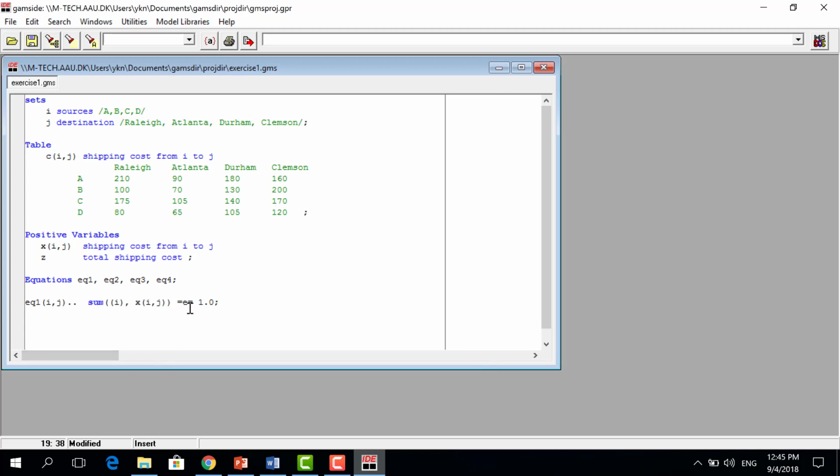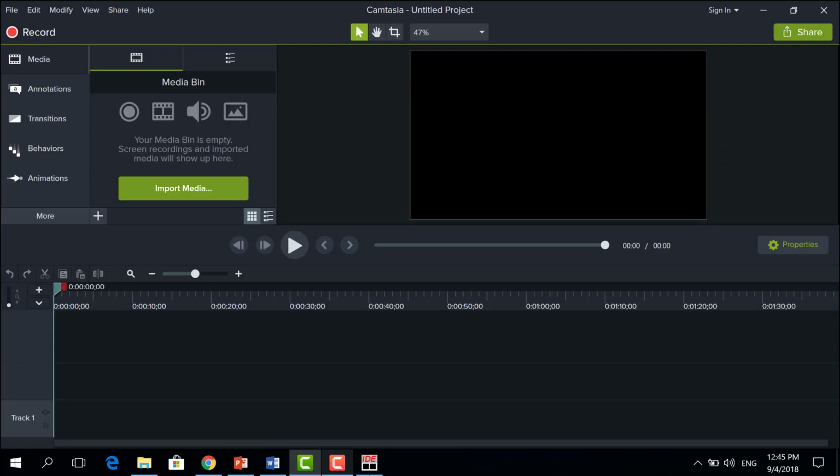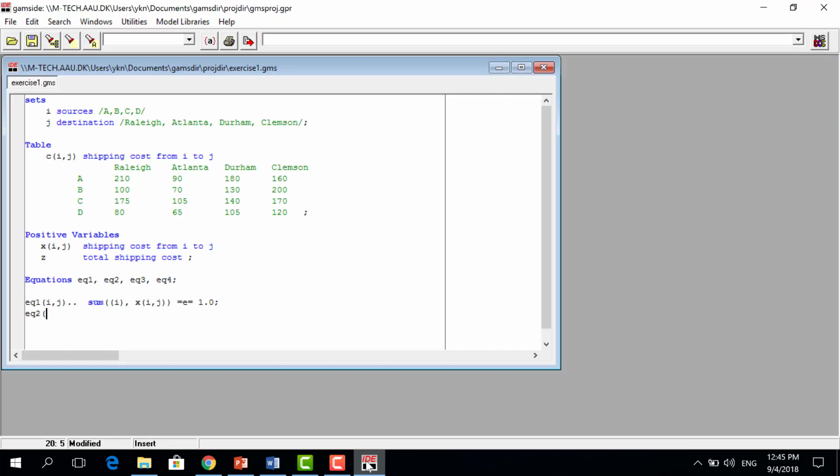Here, e is a statement set by GAMS to represent equal to. If, for instance, you want greater than, just use G, or lower than, just L. But in this case we have equal to. And equation number 2. What is it about? Sum of xgi equal to 1. Okay.